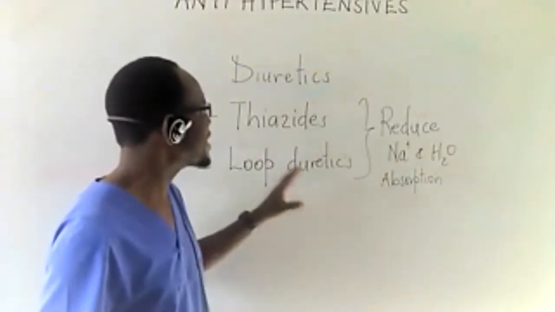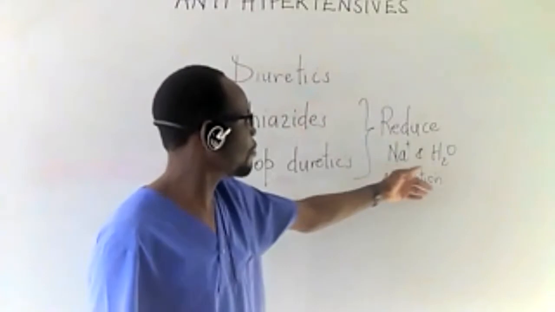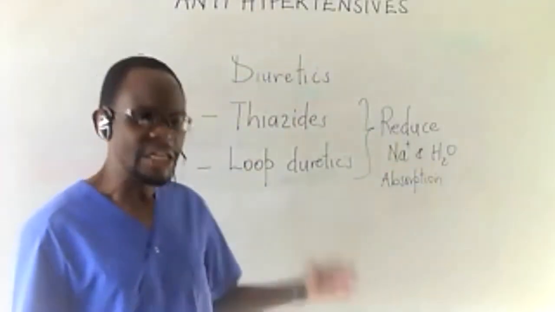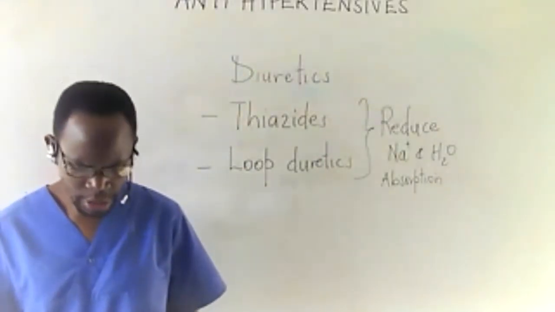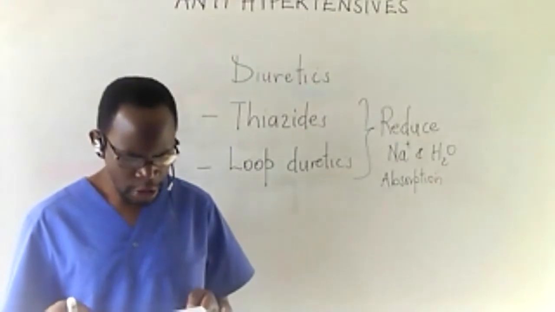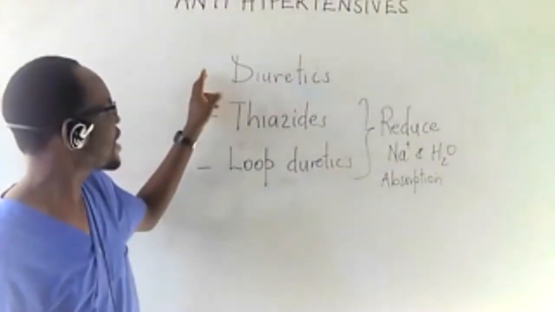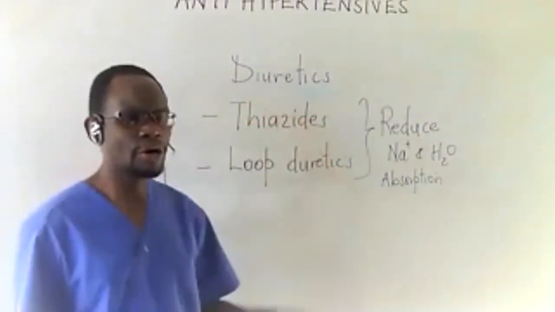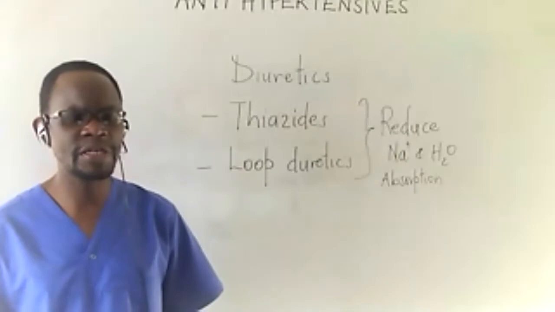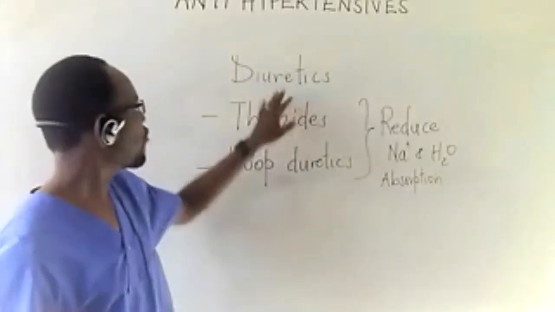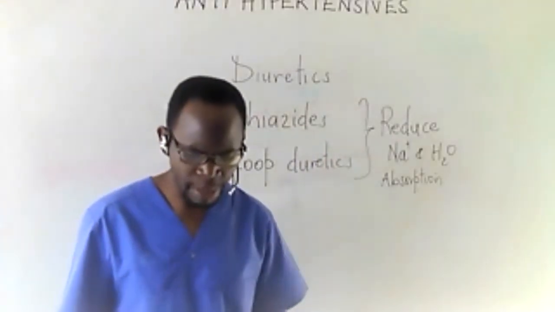But initially, their role in antihypertension is when they reduce sodium and water absorption, but in the long run they bring about vasodilatation. So that has been the last category of drugs that we use in hypertension that I felt you should know. But of course, we shall talk about it more when we are talking about renal pharmacology.